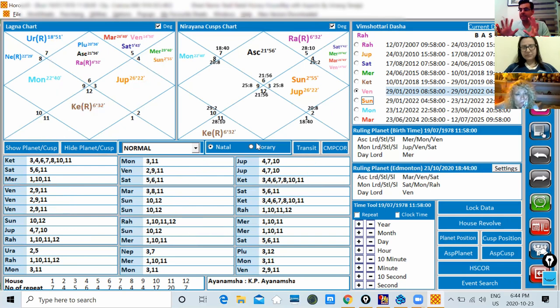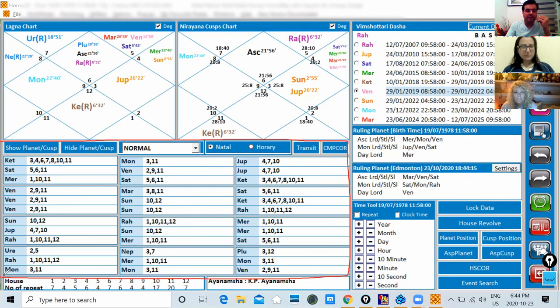So I hope this is clear, right? When we see the present state, we see the three planets ruling. But when we see the overall condition of life, we see all planets. Now tell me, this person's overall financial gains, overall financial life, how do you see that? Let's rate it.